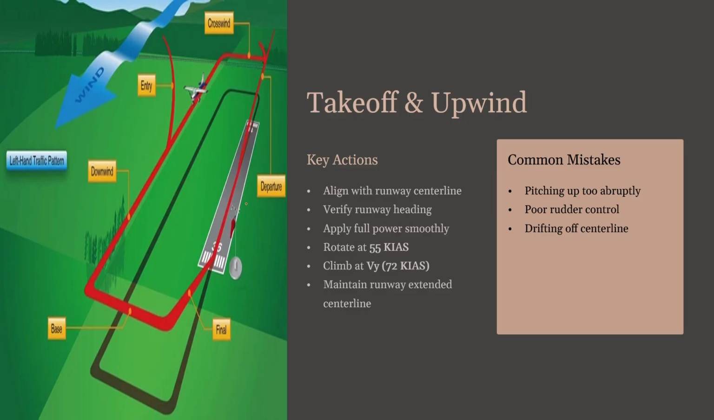Then after the airplane lifts off, shift your attention outside and establish your number one outside reference. The goal is to maintain the same outside picture so that your ground track continues to follow the runway extended center line, even after leaving the runway, okay? And if there's a crosswind, you may need to apply a small crab correction here to maintain that ground track.